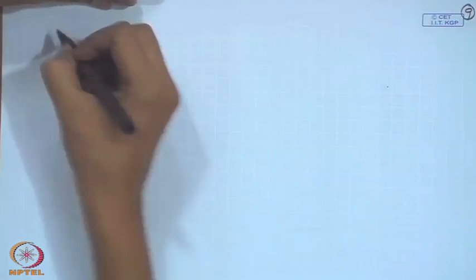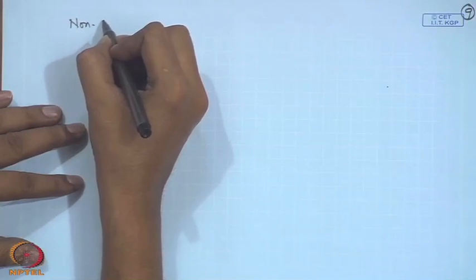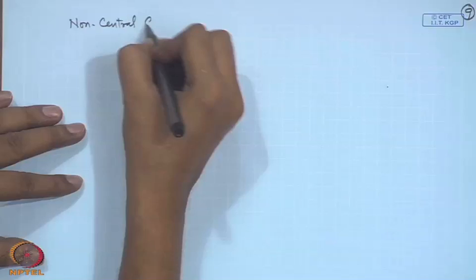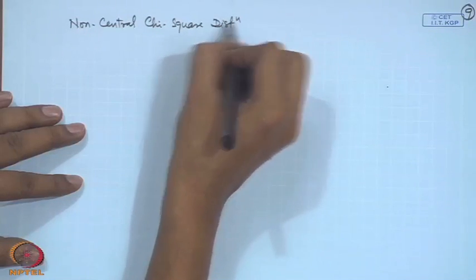So, I will now introduce non-central distributions. They are extremely useful in the multivariate theory. So, let me start with the non-central chi-square and then gradually we will talk about non-central T and non-central F distributions also. So, we talk about non-central chi-square distribution.